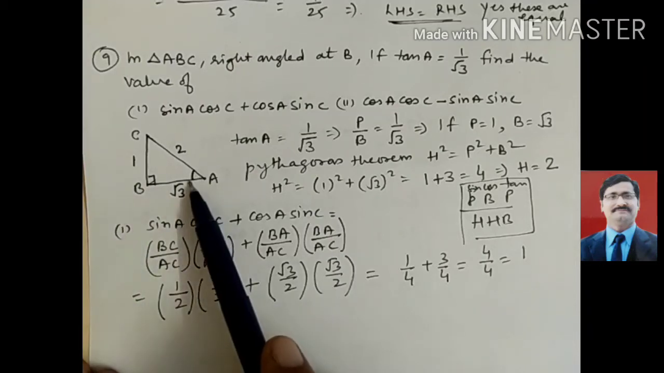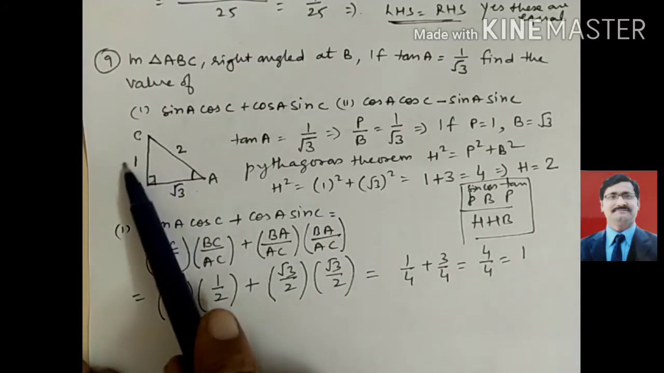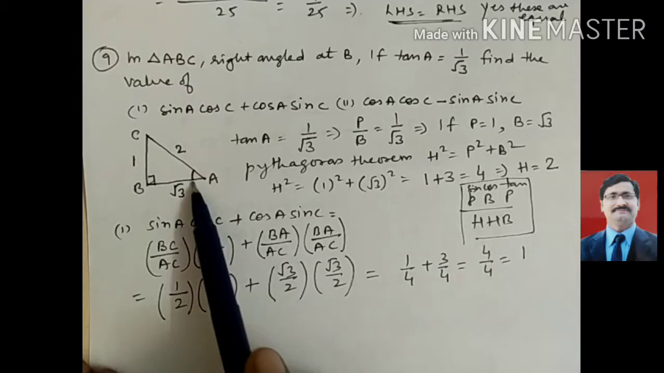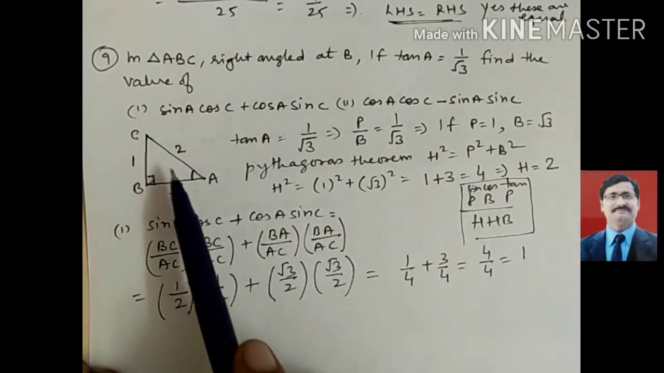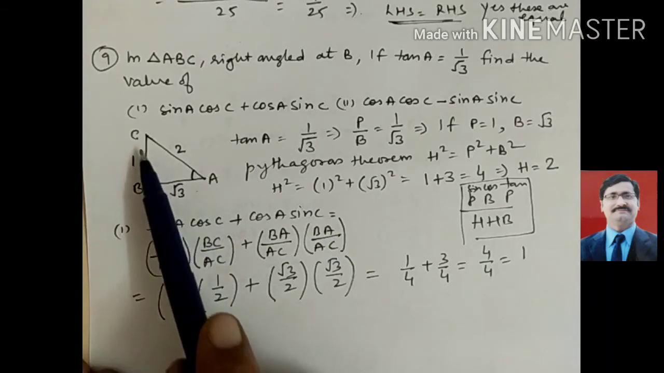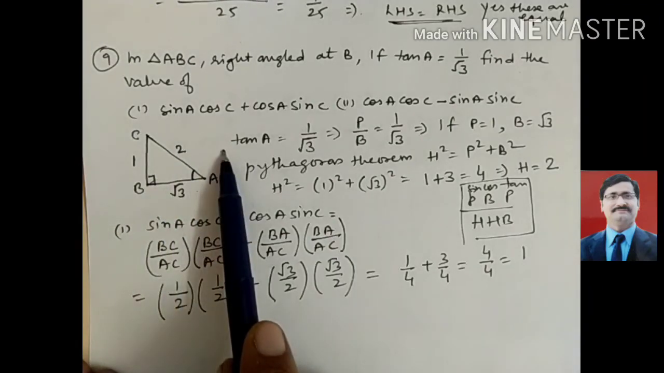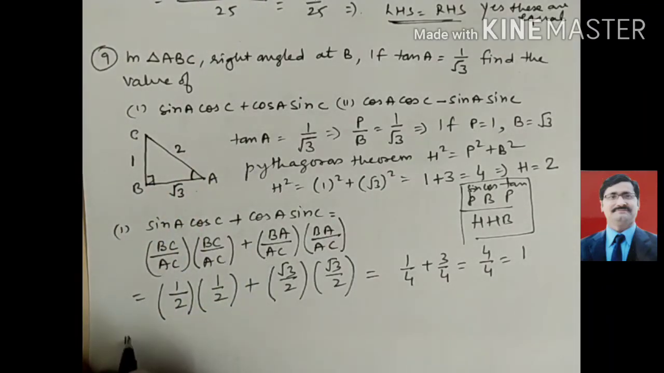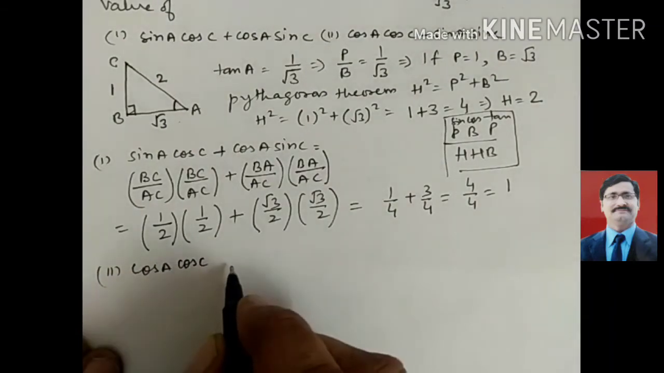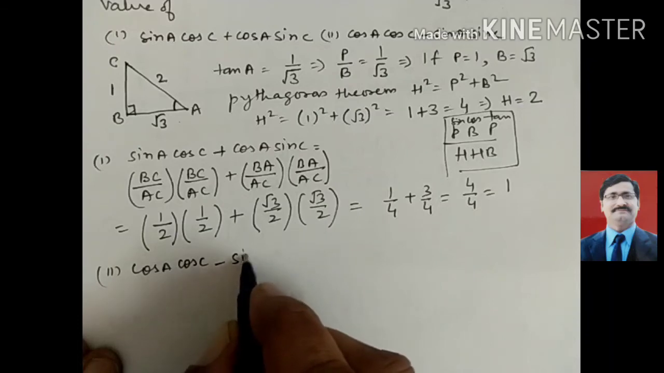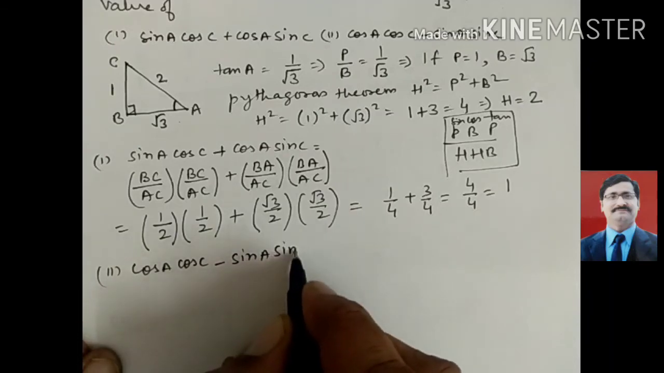Look here, opposite this angle A. For angle A, the perpendicular is BC, that is 1, the base is root 3 and the hypotenuse is 2. And for angle C, the perpendicular is root 3, the base is 1 and the hypotenuse is 2. That should be clear.